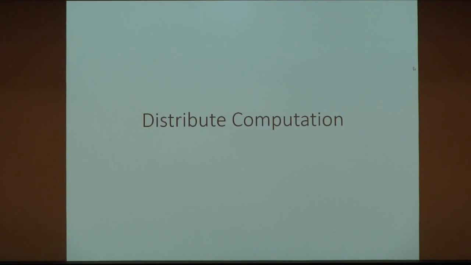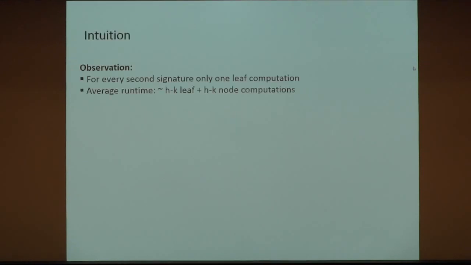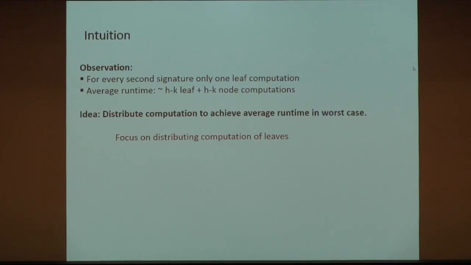So that's to distribute the computation. I already said in the beginning, for every second signature, we just have to replace one node in the authentication path. So that's really kind of nothing. That's a lot lower than the average runtime. And the idea is to distribute the computations for expensive nodes over many signatures before this node is actually needed.